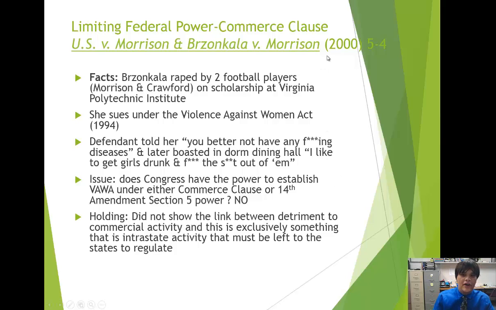Ultimately, though, the Supreme Court comes down in 2003, and you can see it was a 5-4 split decision, so it was a very divided issue, as often these hot topics are. But the Supreme Court ruled that no, Congress does not have the power to pass the Violence Against Women Act. And because of that, Morrison and Crawford both walked free. So they were just alleged of rape. Nothing was ever proven that they actually committed rape.